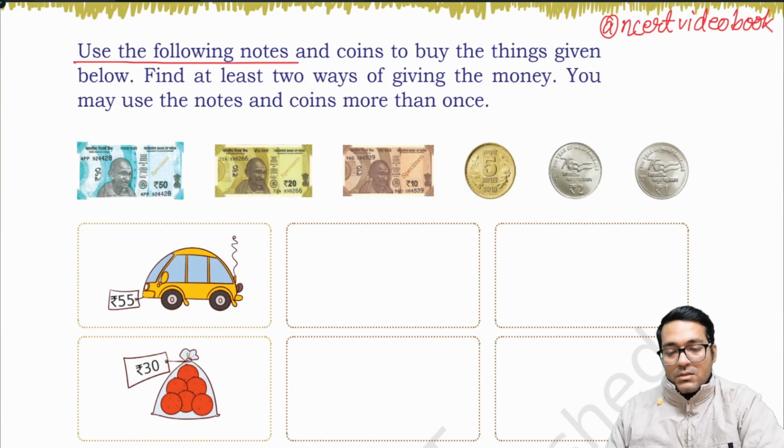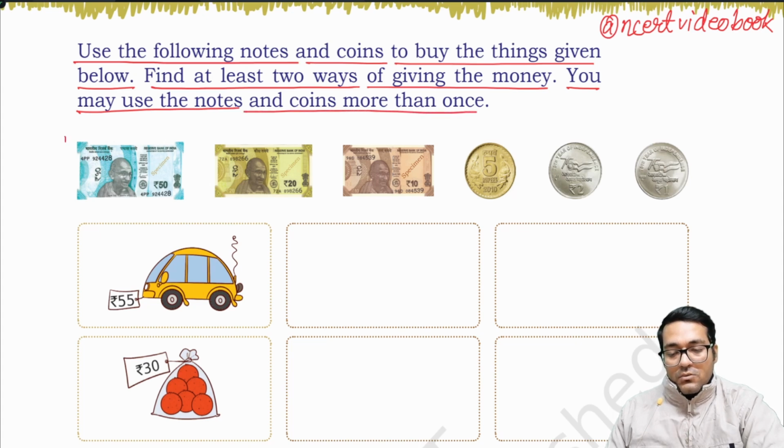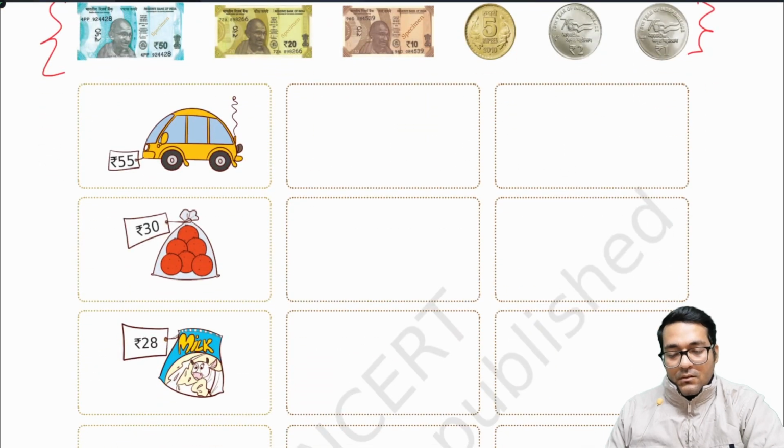Use the following notes and coins to buy things given below. Find at least two ways of giving money. You may use notes and coins more than once. For example, 55 rupees toy car. You can write 50 plus 5, or you may write 20 plus 20 plus 10 plus 5.